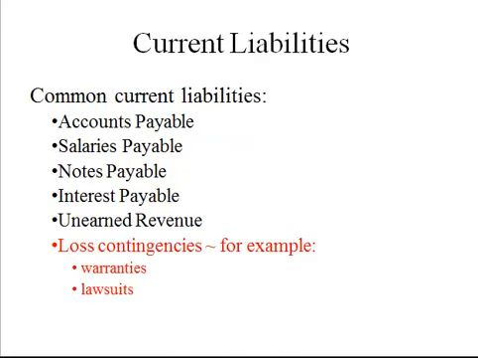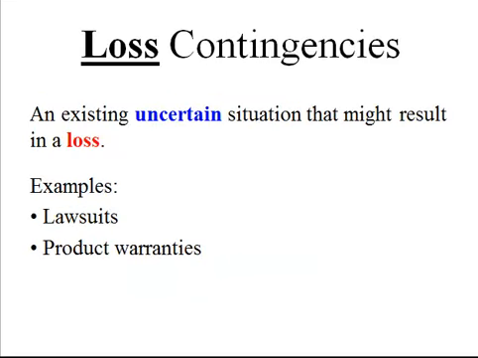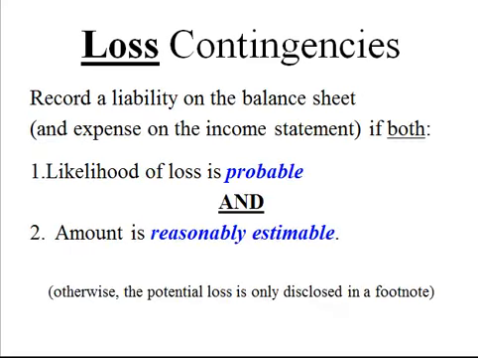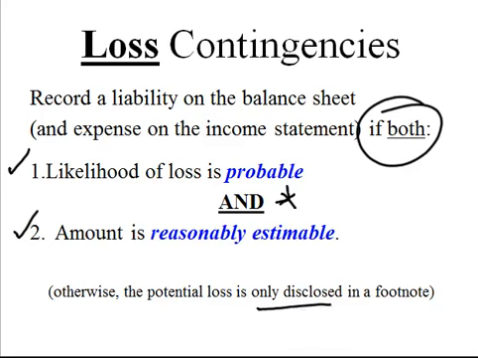The last current liability we want to examine are loss contingencies, things like warranties and lawsuits. A loss contingency represents an uncertain situation that may result in a loss. We will record a liability on the balance sheet and an expense on the income statement if both: 1. The likelihood of loss is probable, and 2. The amount can be reasonably estimated. If both do not hold, we will only disclose the liability in a footnote to the financial statements.